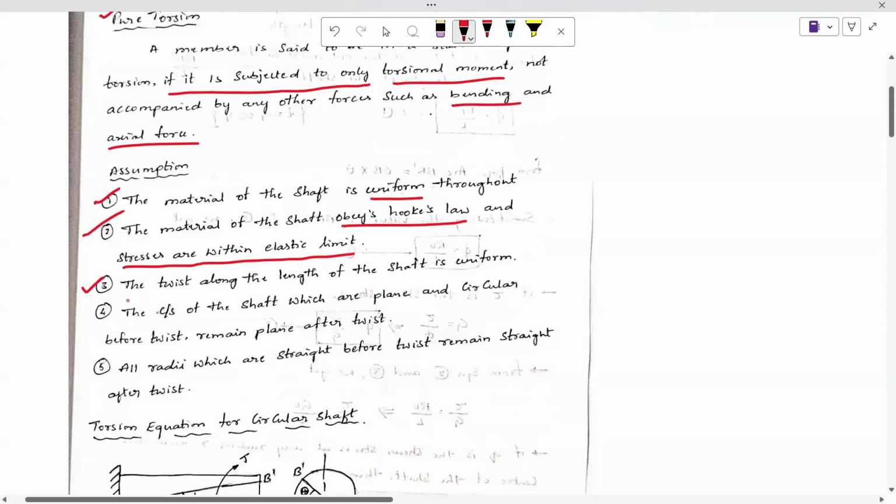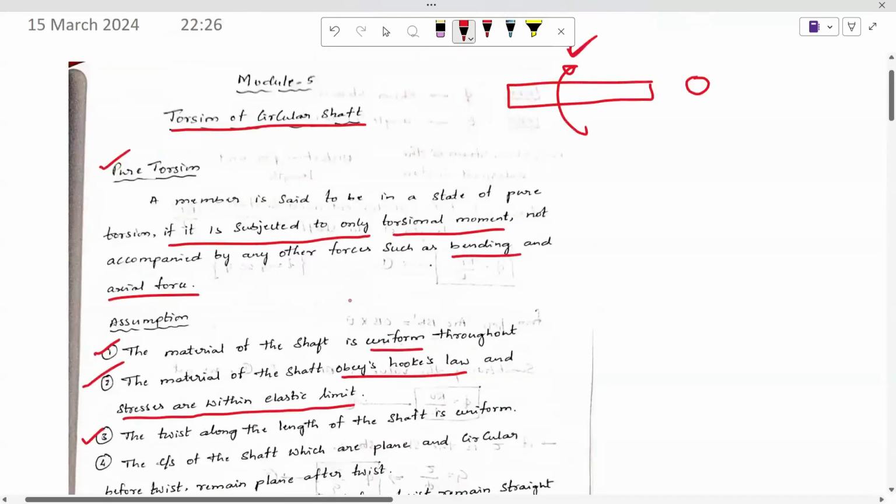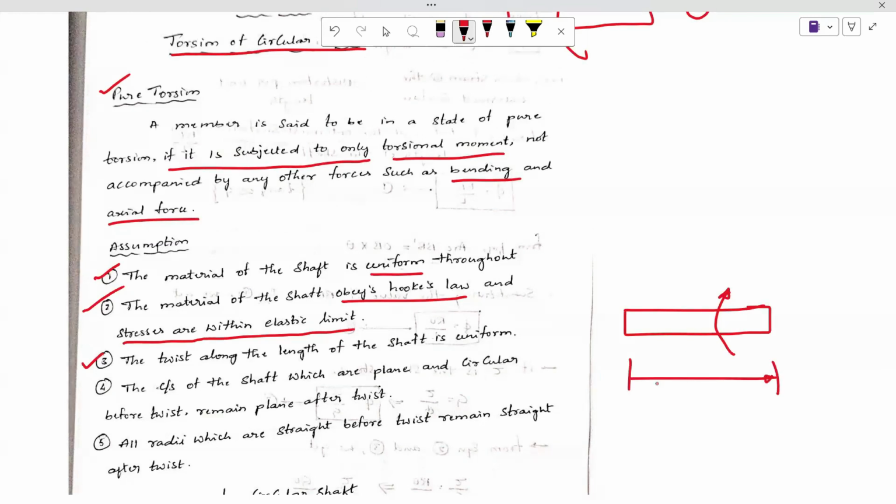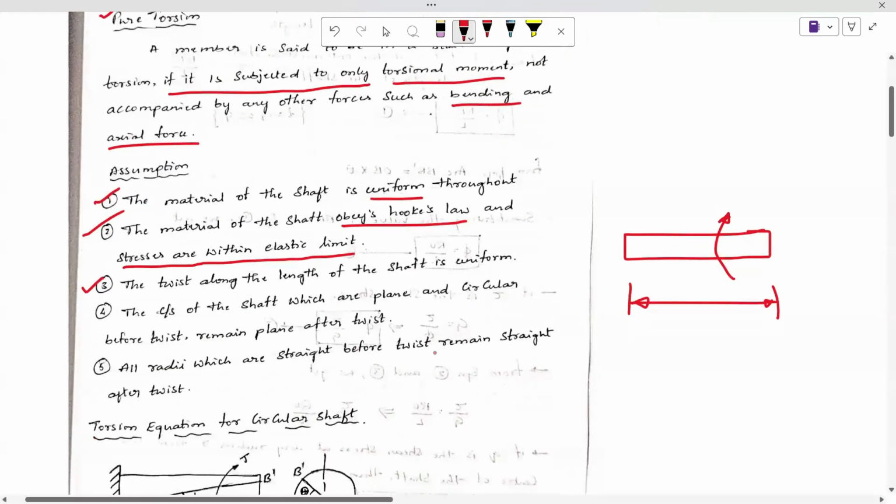The third one is the twist along the length of the shaft is uniform. If you consider this is the total length of the shaft, the twist will be uniform throughout its length from here to here. The next one is the cross section of the shaft, which is plane and circular before twist, remains plane after the twist. The cross section remains the same even after twisting. That is the fourth assumption.